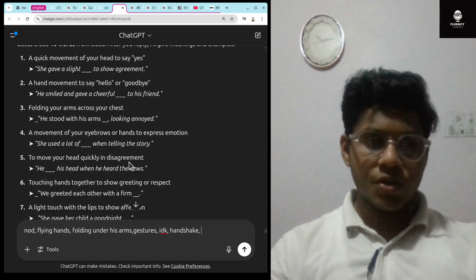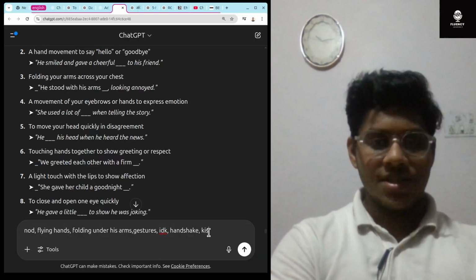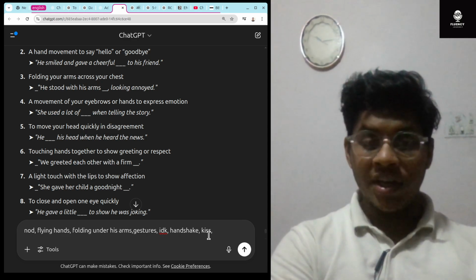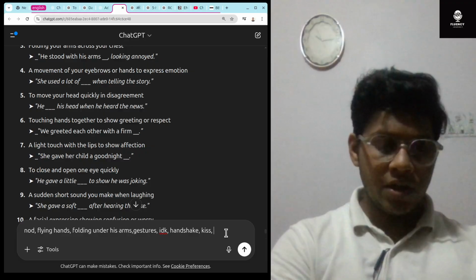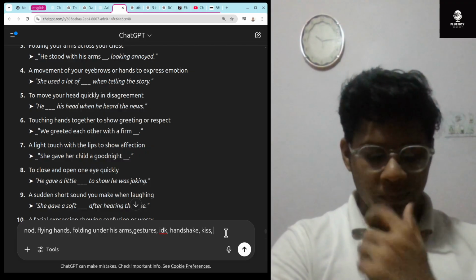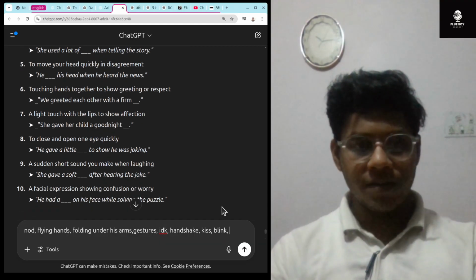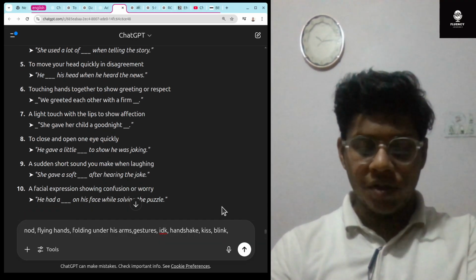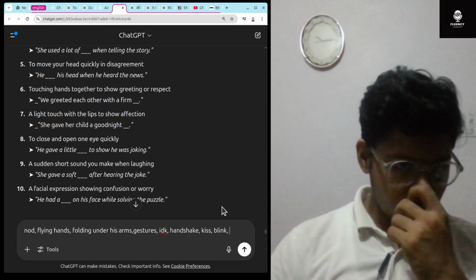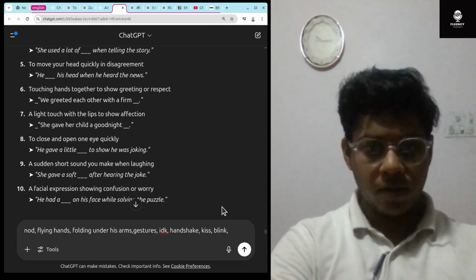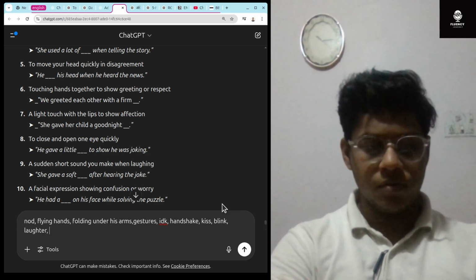A light touch with the lips to show affection. She gave her child a goodnight kiss. To close and open one eye quickly. Blinking, right? He gave a little blink to show that he was joking, right? He was joking. A sudden short sound you make when laughing. She gave a soft laughter. I don't know if it's correct or not.